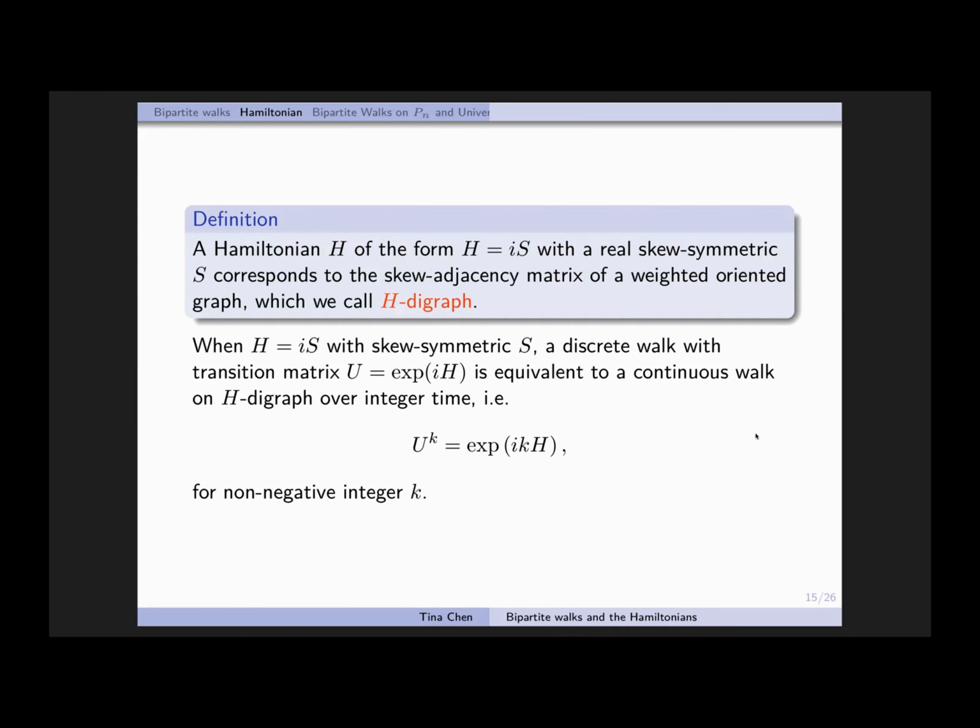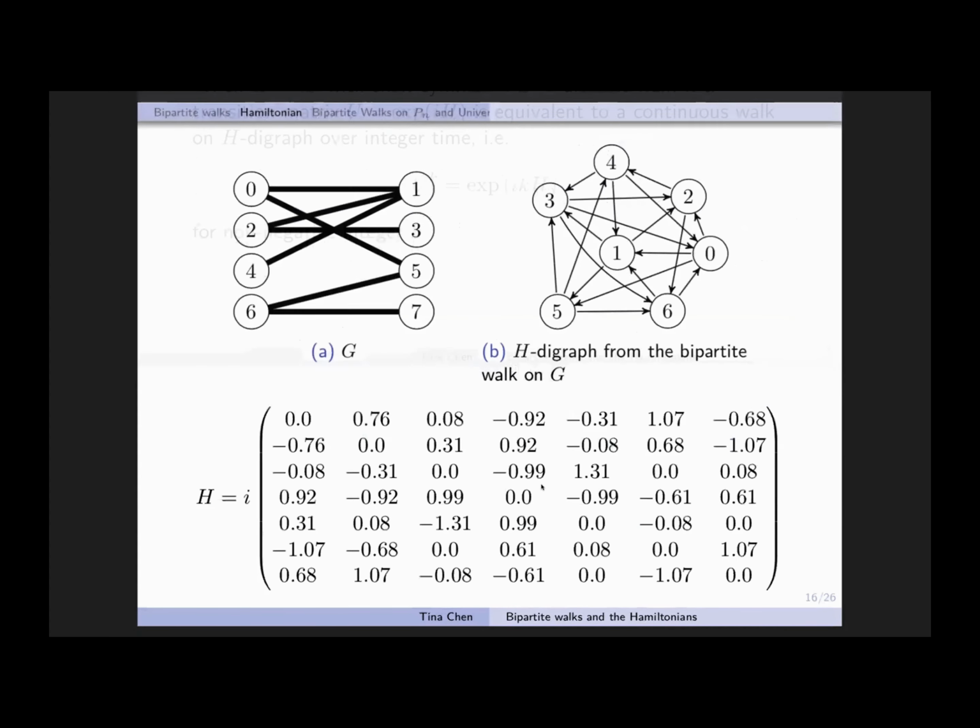And we can see that if our bipartite walk has a Hamiltonian of the form i times S, with S skew symmetric, then the walk will be equivalent to a continuous walk on the H digraph over integer times. Going back to our example, if that's the bipartite graph we have, then these are the Hamiltonians we have, and that's the corresponding H digraph.